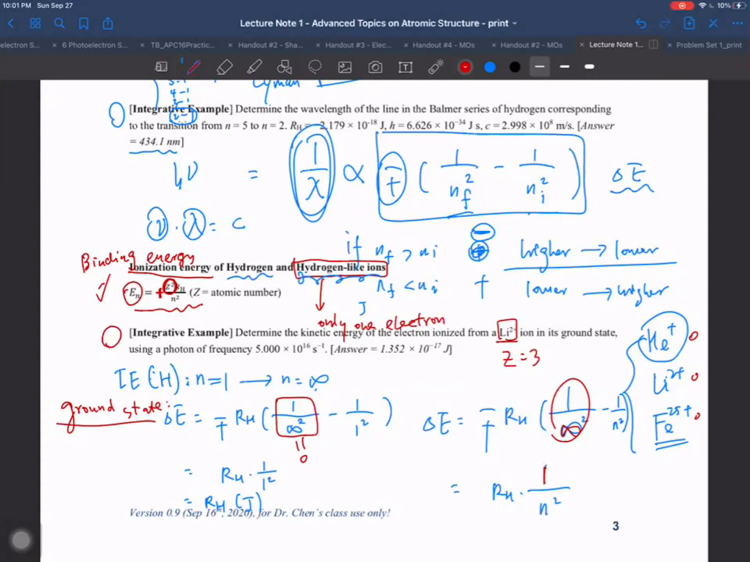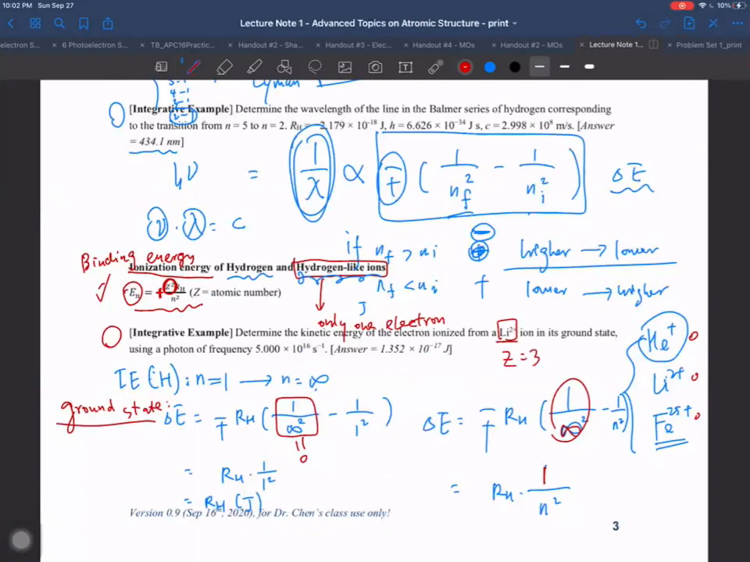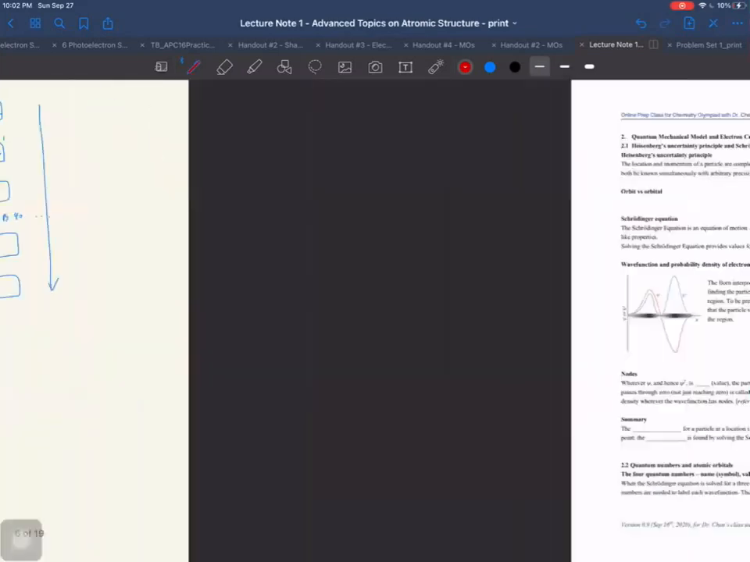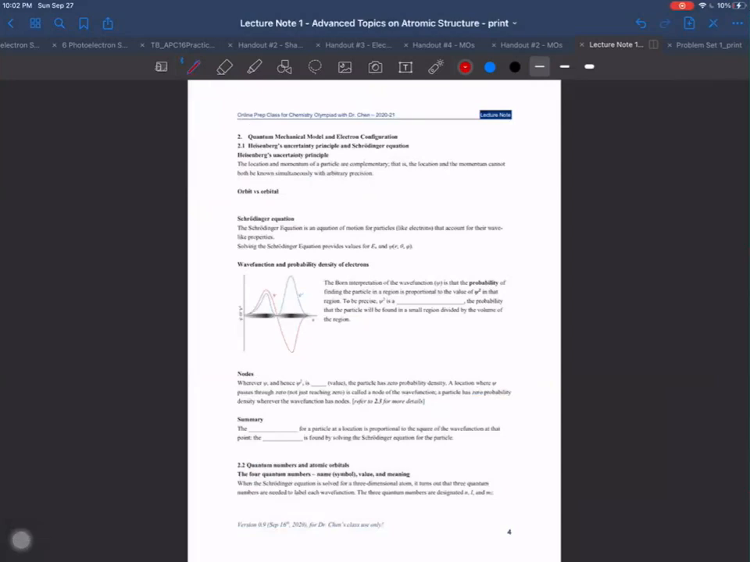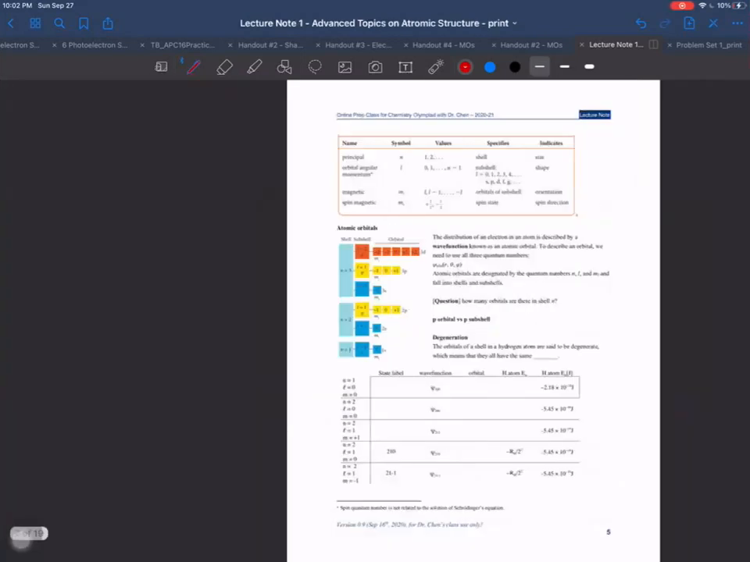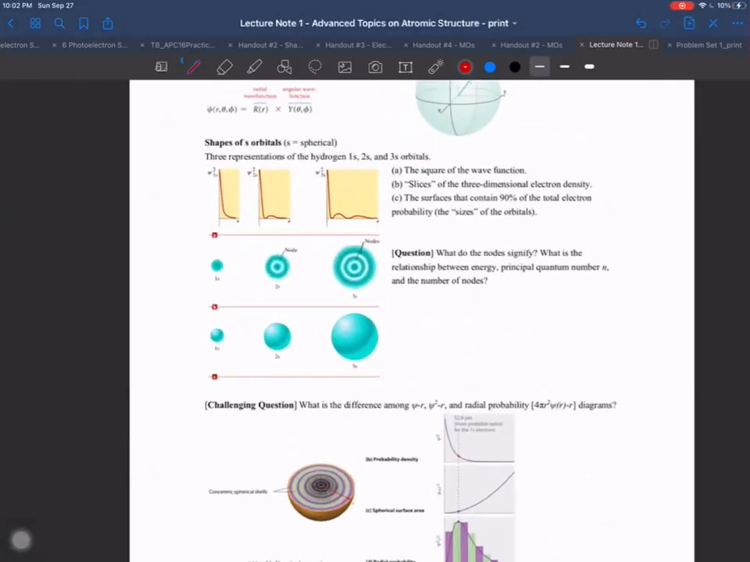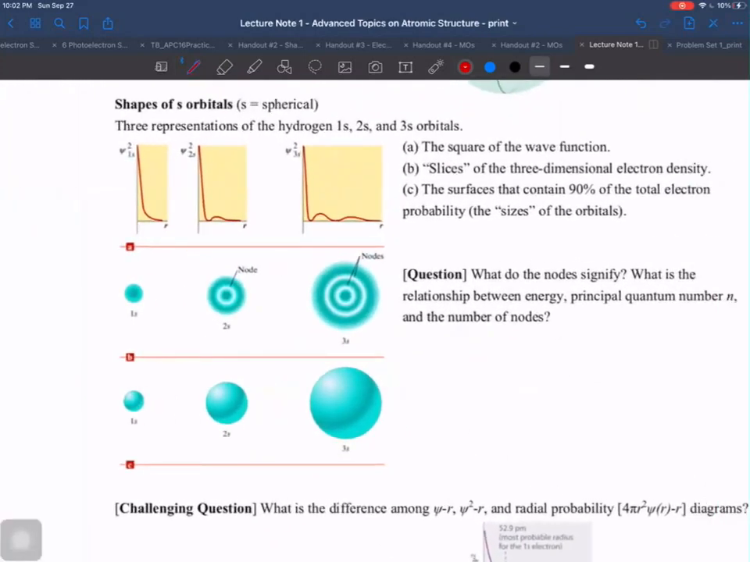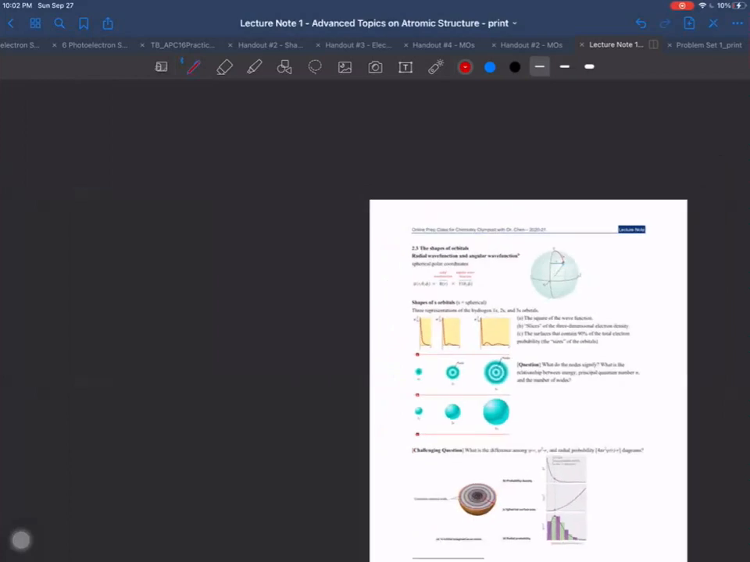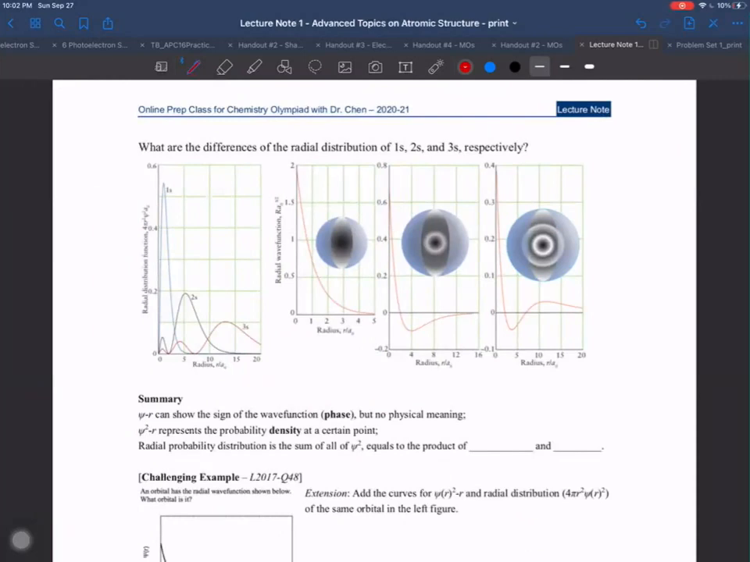So leave this question as your homework and check Google Classroom for the questions in the problem sets, which you are recommended to work on. If you still have time, I recommend doing some reading, because next class we are going to talk about the quantum mechanical model and also the electron configuration. The difficult points will be the shape of the orbitals, the nodes of the orbitals, and the different ways to express the different orbitals.